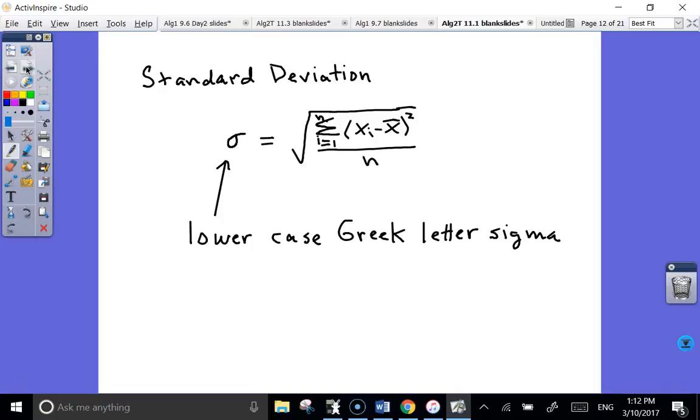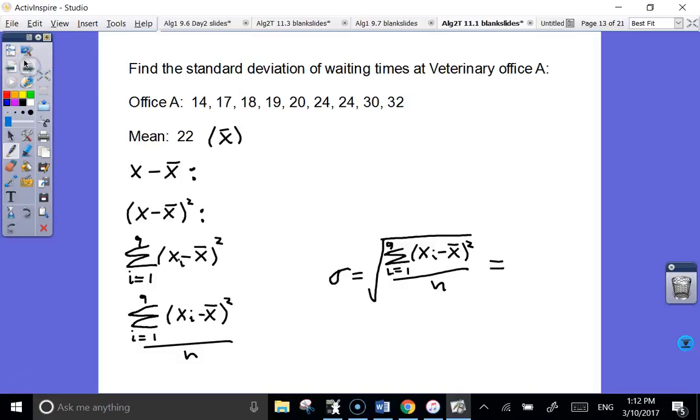Okay. So we're going to do a couple calculations. So there's my numbers. I think these were our waiting times of veterinary office A. So first I'm going to find the mean, which was 22, already calculated. I'm going to take our differences.